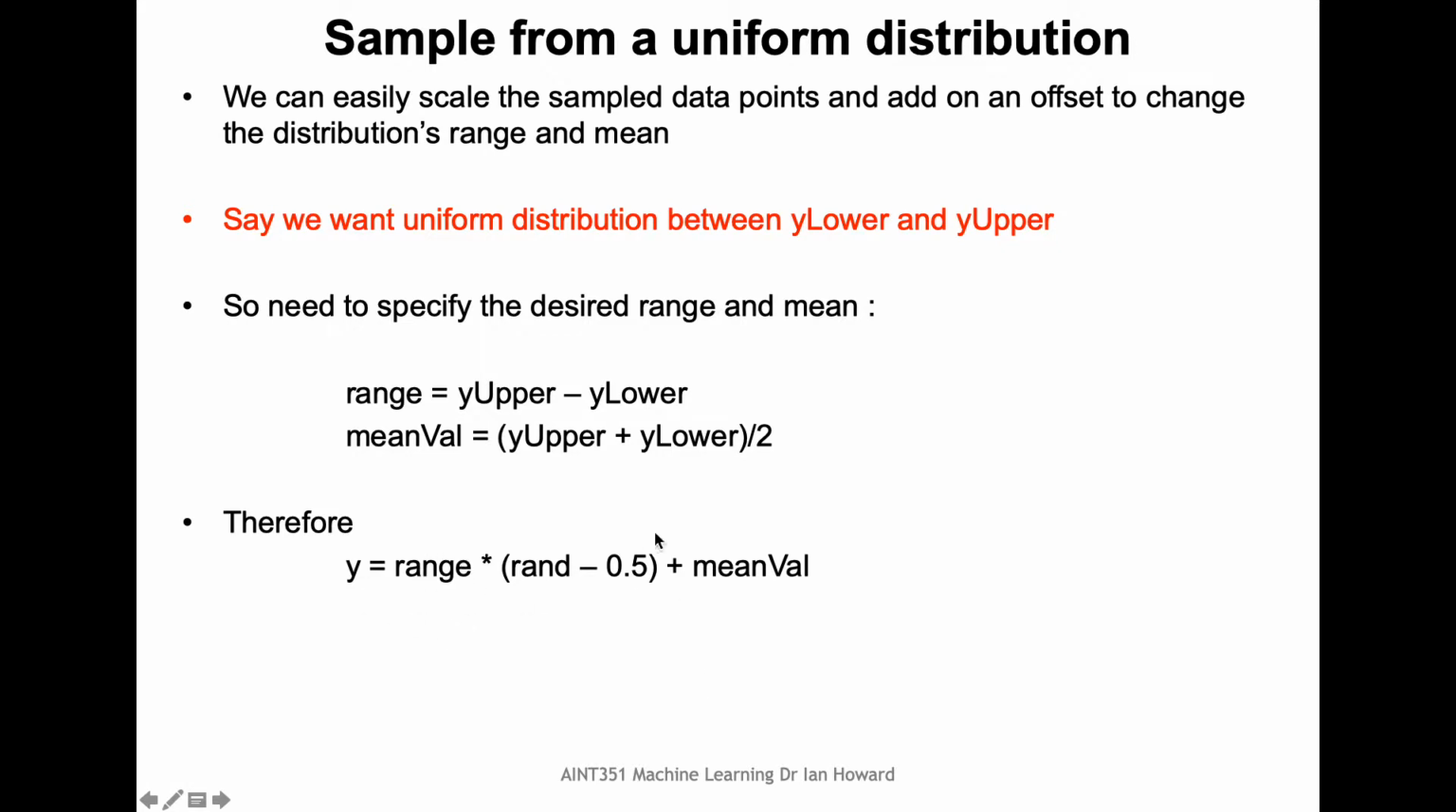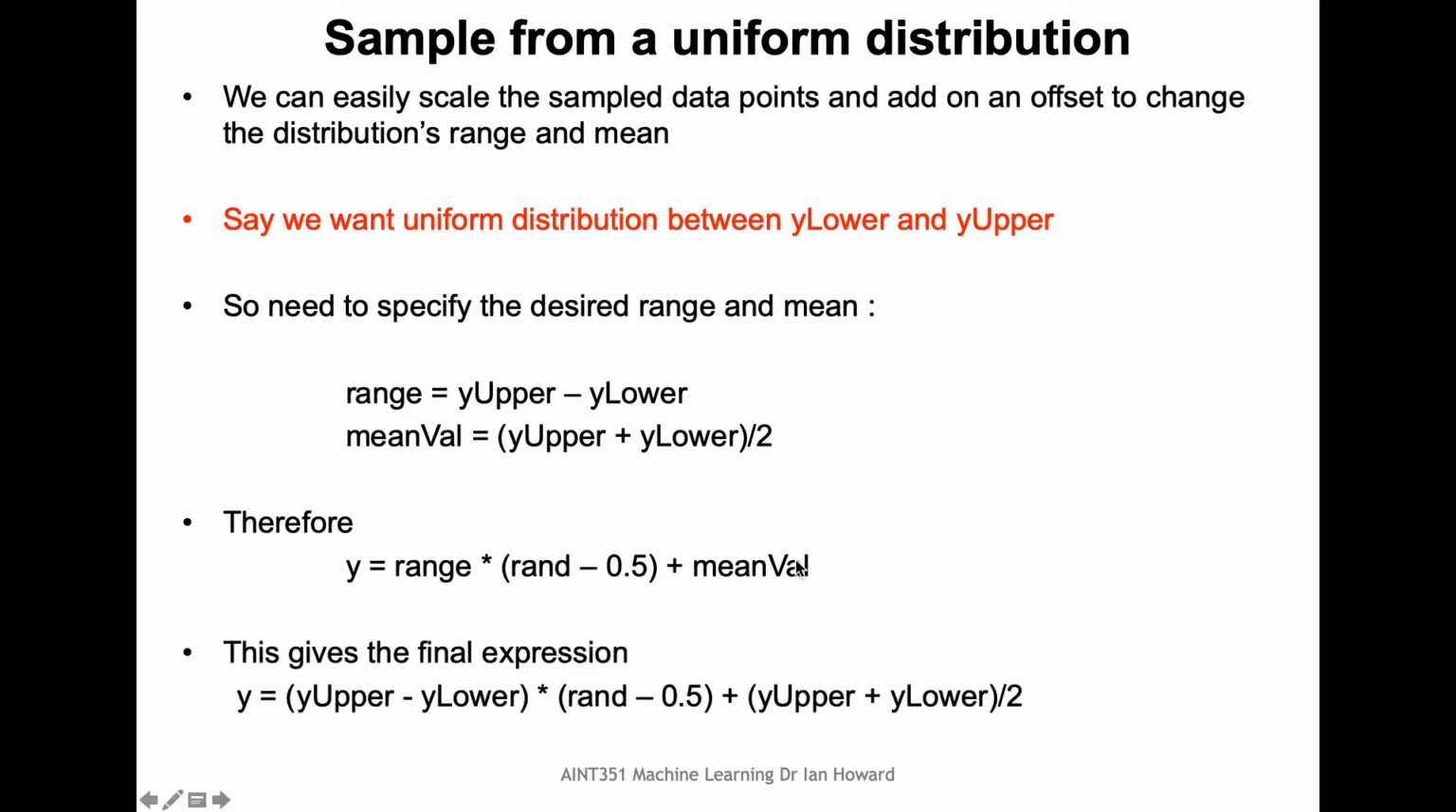So what we have to do is multiply it by the range we want. So we multiply the value of the sample by that, and then we need to add on the additional mean value that we want. So we add on the mean value that we've calculated, and that gives us a final expression. You can just substitute this range and this mean value into this expression here. We then just get a scaling factor multiplied by the sample that we get from rand that we've taken away 0.5 from, and then we add on the mean value that we want.